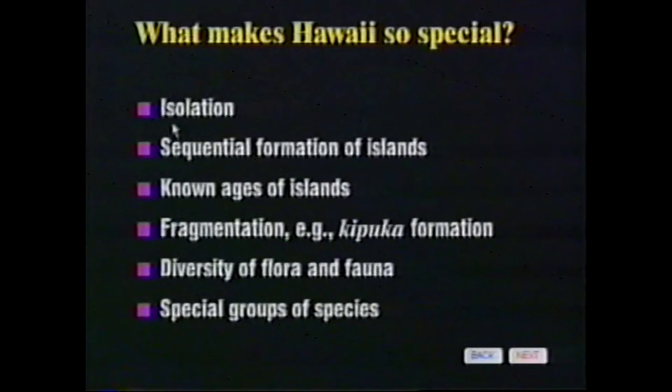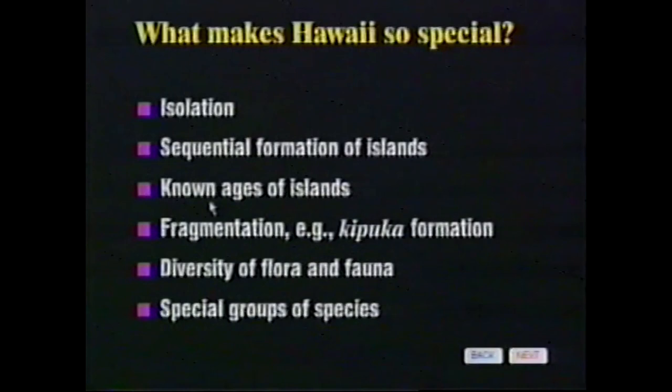Hawaii is very much isolated. It's one of the most isolated landmasses in the world, sitting in the middle of the Pacific Ocean. Let me try to get back to these points in the next few slides. Also, we have a sequential formation of islands, and Dr. Carson went into quite a bit of detail explaining this. Also, we have known ages of the islands. We know approximately the age of Kauai and Oahu and so on down the line, and that's a very important part of our research on evolutionary biology.